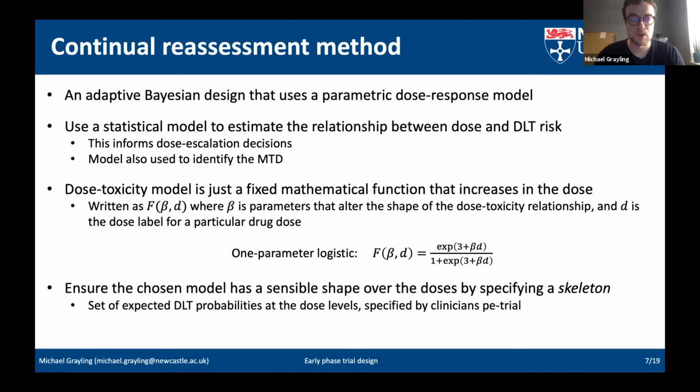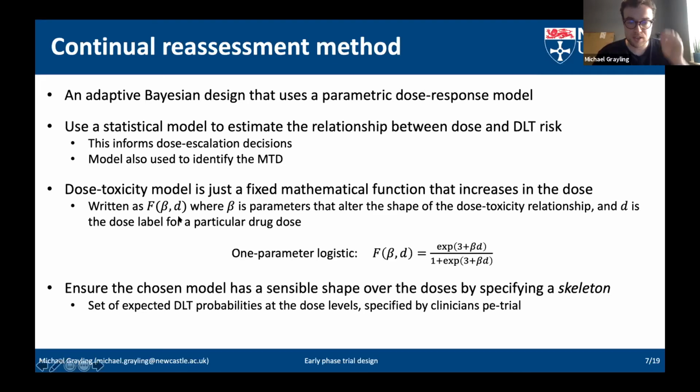So what is this model? Well, it's basically just a mathematical function that increases in dose. So I mentioned earlier that you're assuming higher doses lead to higher levels of toxicity. So you might see this written, for example, as F(beta, D). Beta then are just a set of parameters that actually alter the shape of the dose toxicity relationship. And D is just your particular dose.